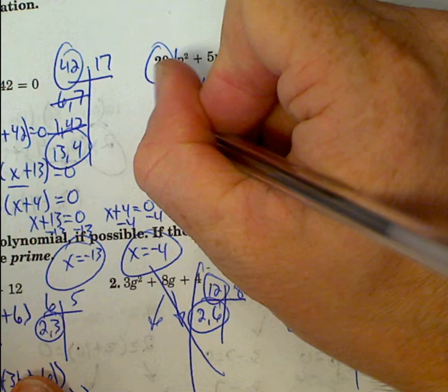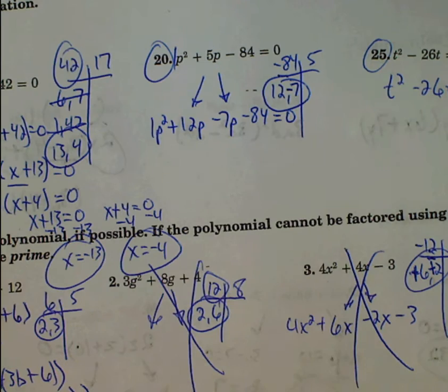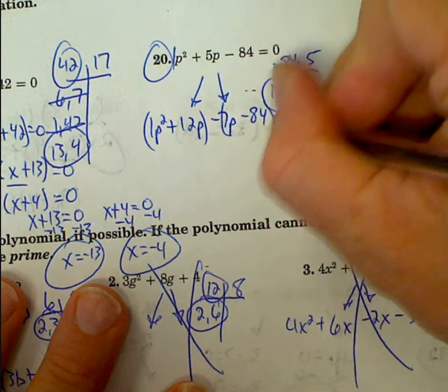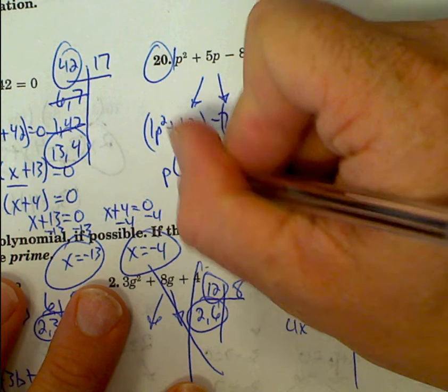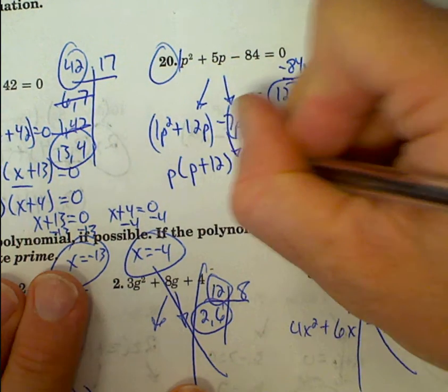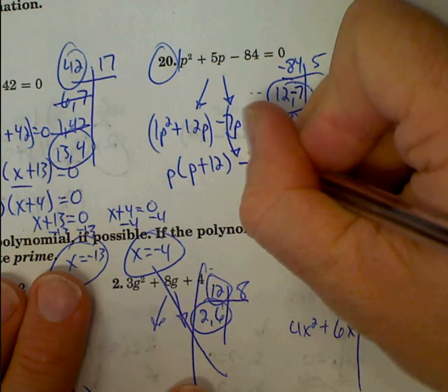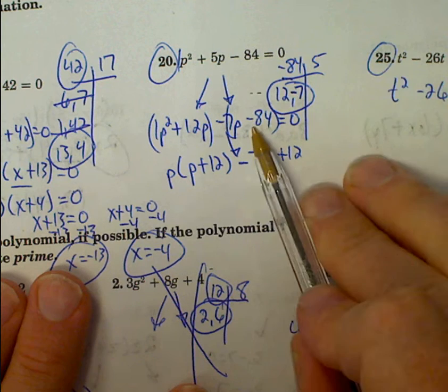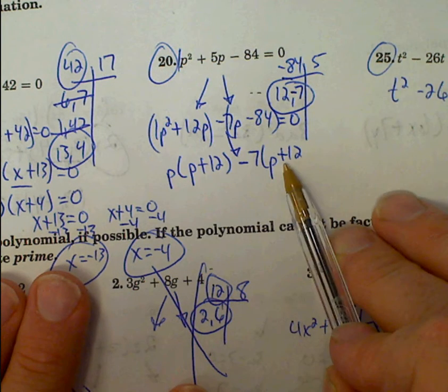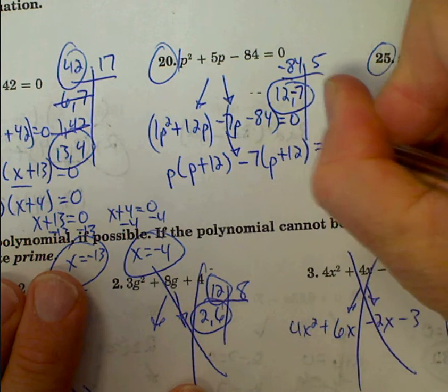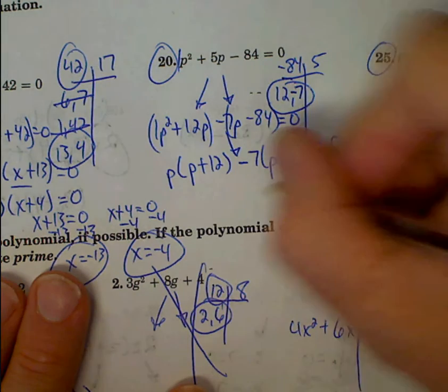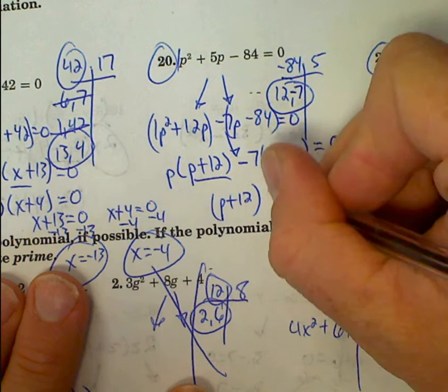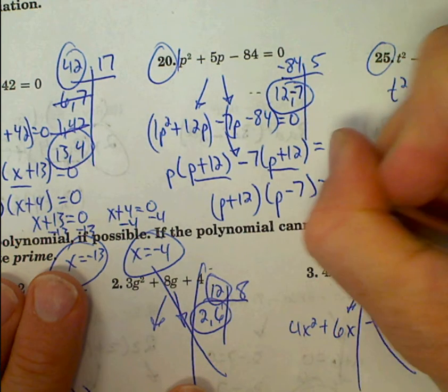Bring down the 1p squared. So a p can be taken out. I'm left with p plus 12. Bring down the minus. I can take out a 7. That would be p plus 12, because negative 84 divided by negative 7 is a positive 12 equals 0. P plus 12 is in common, so I would have p minus 7 left over.